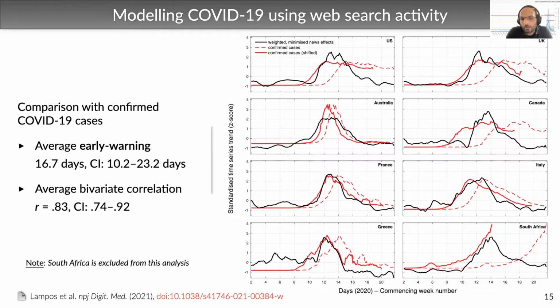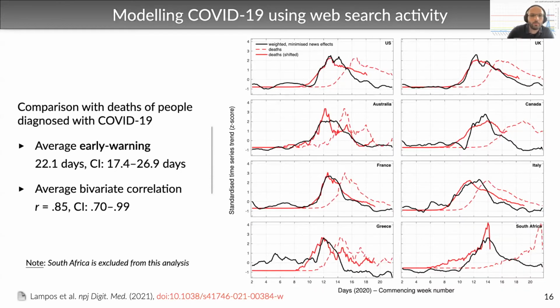In addition, the two time series mirror each other well when they are aligned. Their average bivariate correlation is, in this instance, greater than 0.8. And the same holds when you compare to deaths of people diagnosed with COVID-19.